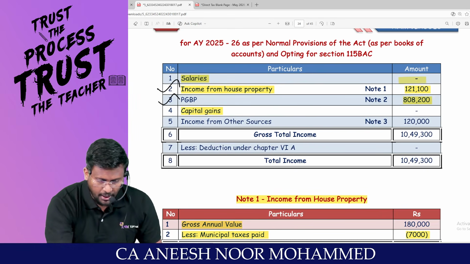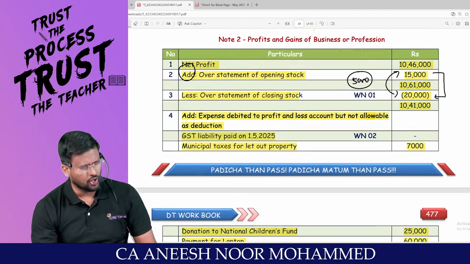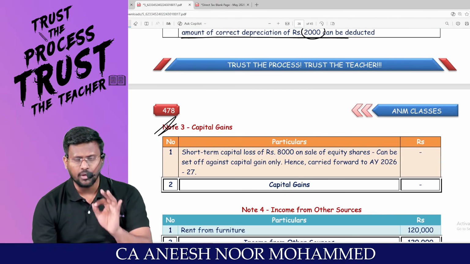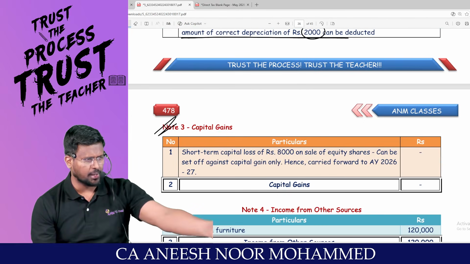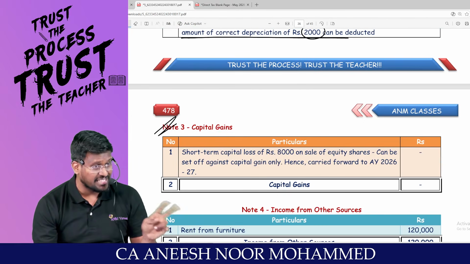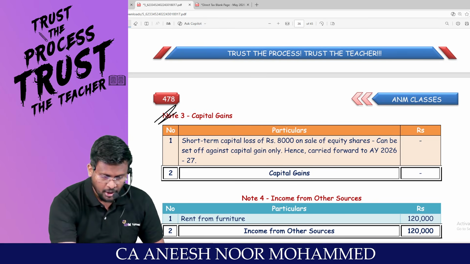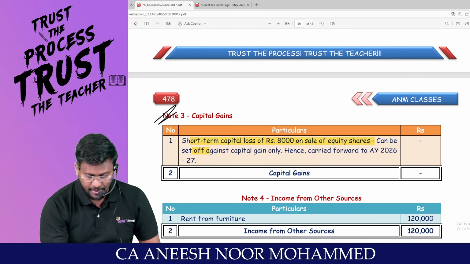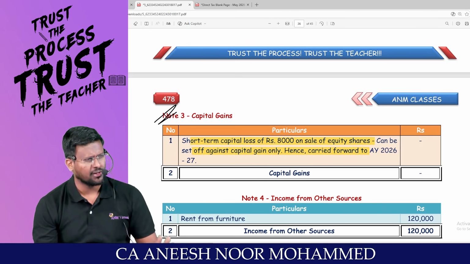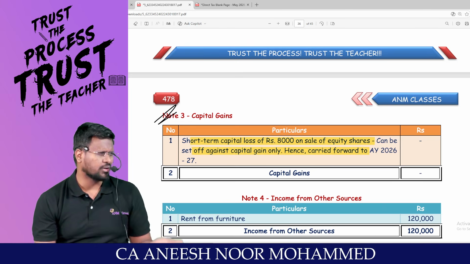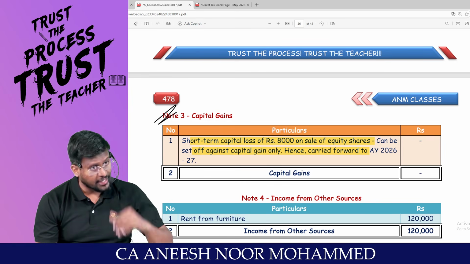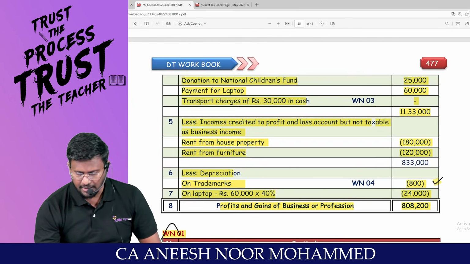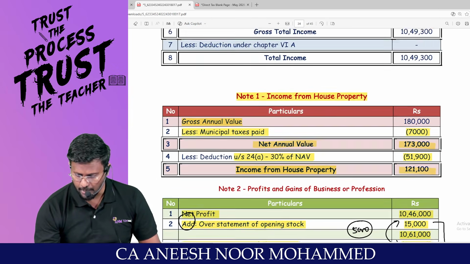Sir, coming to capital gain. Actually, it's a capital loss. Short-term capital loss can be set off only against short-term capital gain or long-term capital gain. Other heads, inter-head adjustment in capital gain is not applicable. Short-term capital loss of 8,000 on sale of equity share can be set off against what gain only? Either short-term capital gain or long-term capital gain. There is no capital gain income, so it has to be carried forward. Hence carry forward to the future year. Hence automatically the capital gain will become nil. Am I right?